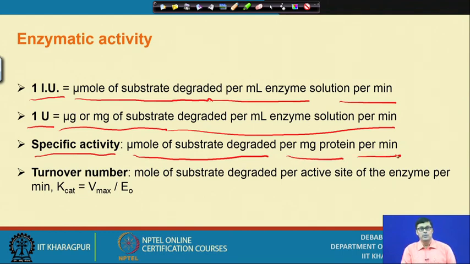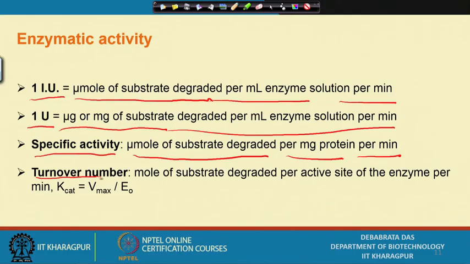Here I want to stress one thing. When you go for the specific activity, that implies the characteristics of the enzyme. That means whether the enzyme is good or bad, we can easily find out with the help of specific activity. But IU may vary, because if you dilute the enzyme solution, then IU may vary. But specific activity will remain constant. This determines the characteristics of the enzyme.